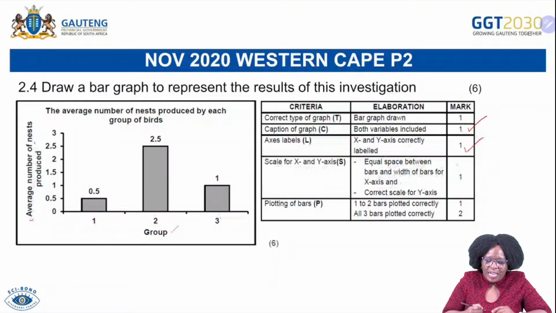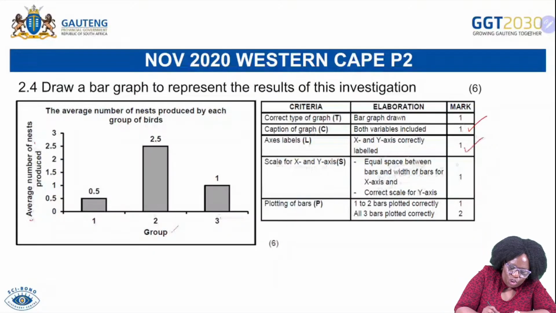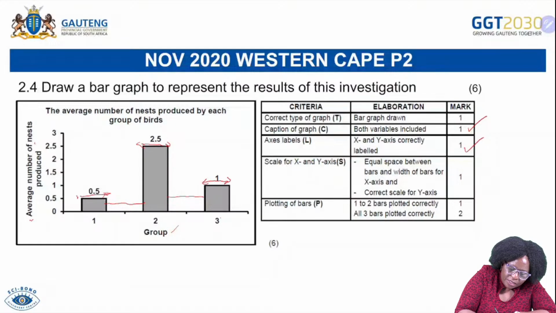These marks are free because they are skills-based. You don't have to be a rocket scientist to get the 6 marks for a graph. And the 6 marks will boost your marks big time. So you check the spaces. Check the spaces here between 0.5 and 2.5. The space is equal with this space here. And the width of this bar is exactly the same as the width of this bar, and just the same here, right?